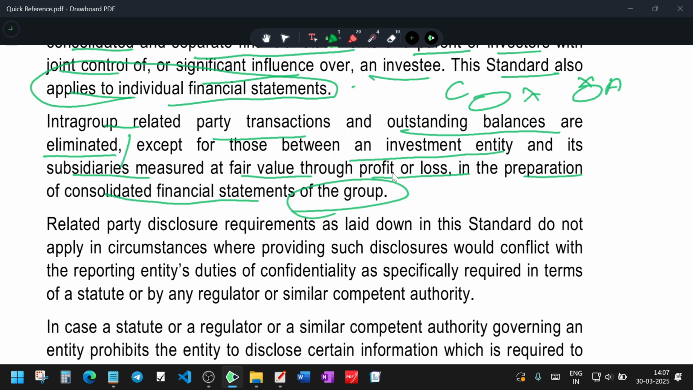But there is an exception where there is an investment entity. These kinds of assets and liabilities should be given clearly, and for its subsidiaries, fair value should be determined exactly, and that should be given effect in the P&L account and profit and loss consolidated statement of the group.